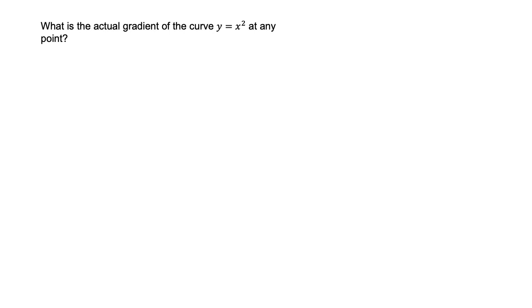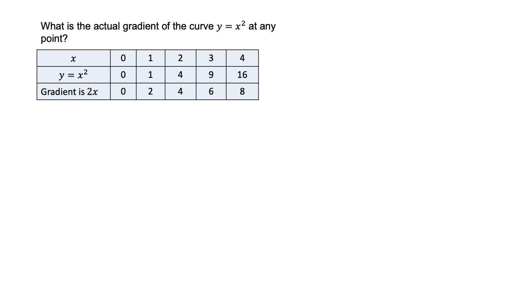So what is the actual gradient of the curve y equals x squared at any point? Well, here this table shows you what it is at integer values for the x coordinate. So here it is, x equals 0 to 4. We know that the y coordinate, if y equals x squared is the curve we want to sketch, is 0, 1 squared, 2 squared, 3 squared for 9, 4 squared for 16.